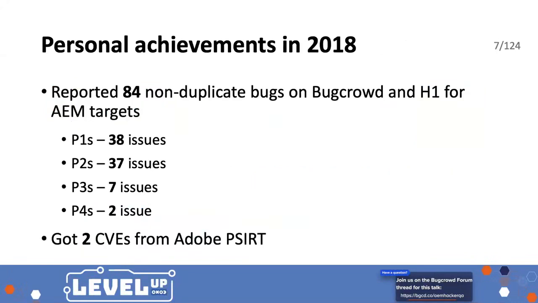I want to share my personal achievements from 2018. I reported 84 non-duplicate bugs for AEM targets on Bugcrowd and H1 platforms. The majority of bugs are P1s and P2s. And as a pleasant bonus, I got 2 CVEs from the Adobe Product Security Incident Response Team.